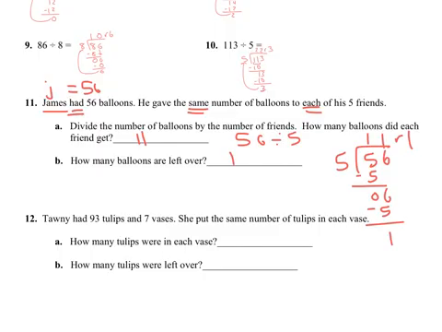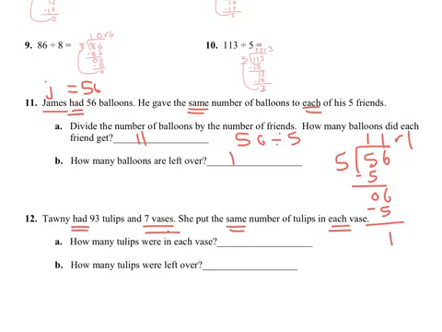Okay, number 12, it says Tawny had 93 tulips and 7 vases. She put the same number of tulips in each vase. So it starts out that Tawny had 93 tulips and 7 vases. She put, again, the same amount in each vase. So part A says how many tulips were in each vase, and then part B says how many tulips were left over. So just like the problem above, number 11, we're going to do the same thing.